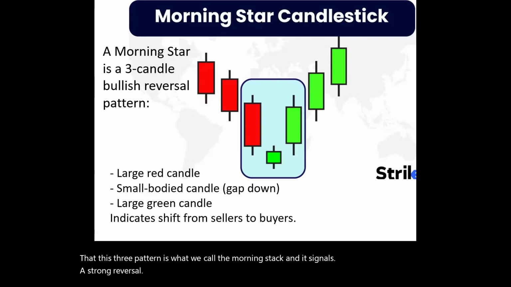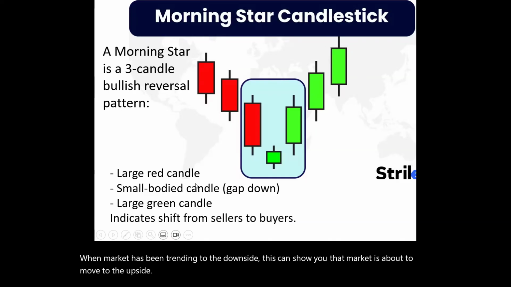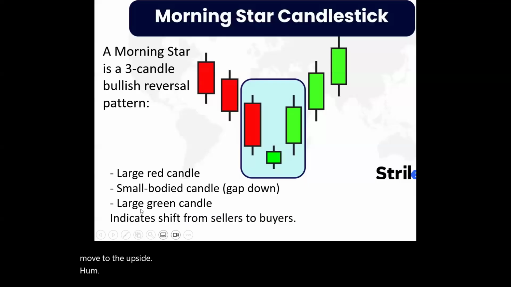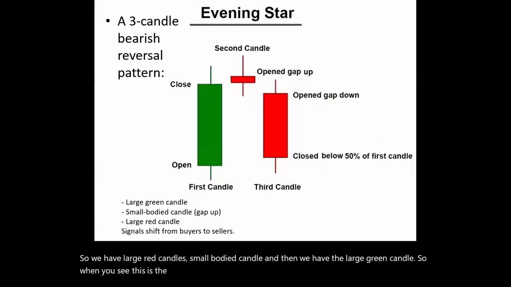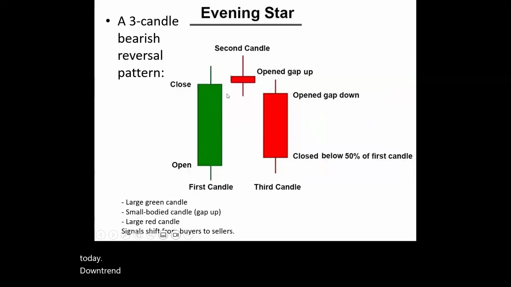When the market has been trending to the downside, this can show you that the market is about to move to the upside. So we have a large red candle, a small bodied candle, and then the large green candle. So when you see this, this is the morning star candlestick. Then the evening star is just the reverse of the morning star. That happens when there is an uptrend and then the market is about to reverse to a downtrend. So it's the same concept.